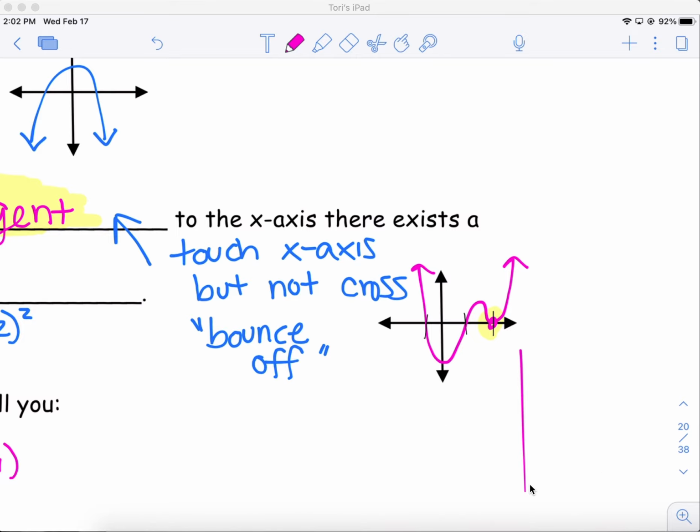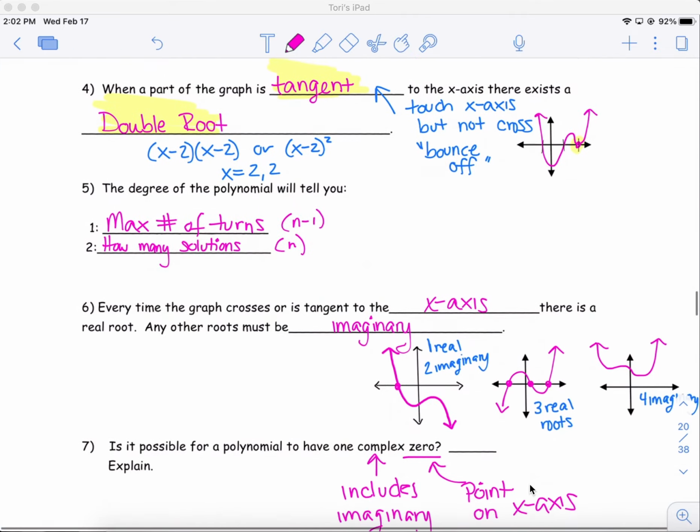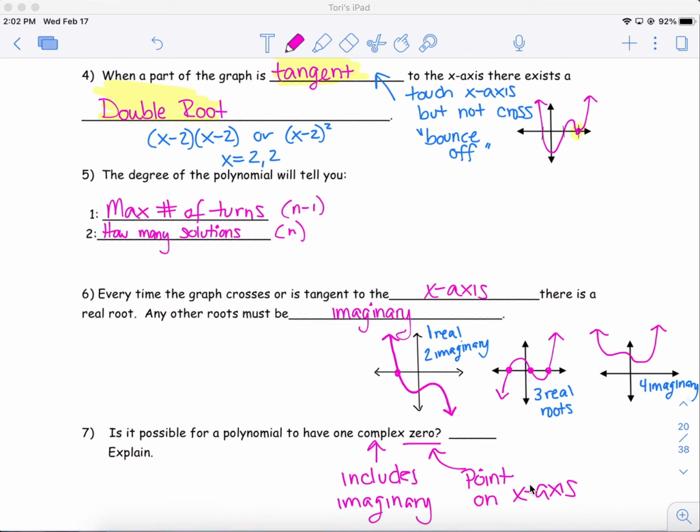That is called a double root. What it means is the multiplicity or the exponent, you're using that root or that factor or that 0 twice. So if I have a double root of x minus 2 and x minus 2, then I'm not going to cross at positive 2. I'm just going to touch 2 and turn right back around.